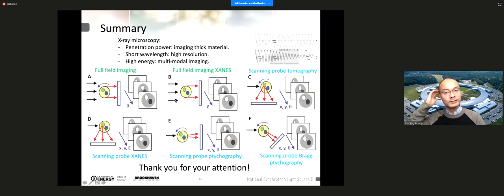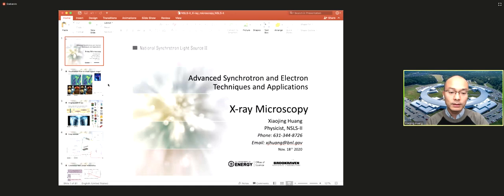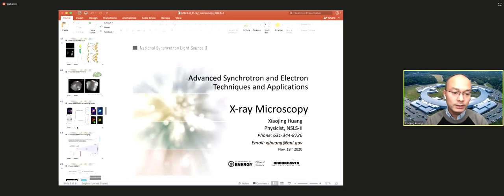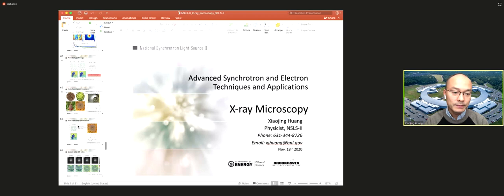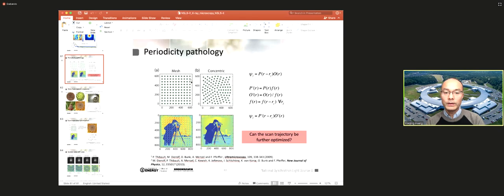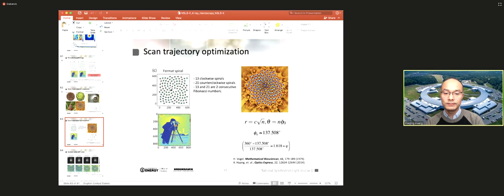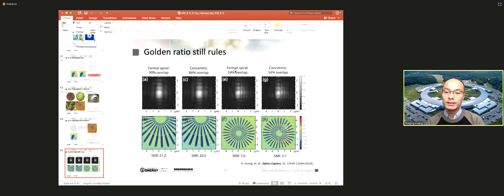I have a random question. When you're going through the golden ratio type thing, are you saying you're actually scanning in a spiral? Yes. So essentially, this is a scanning technique, right? Basically, you collect data point by point. Now instead of following the mesh or the concentric points, we follow this spiral. You go point to point using this pattern. And that actually gives you a better resolution? Yes. Through experiment we confirmed this pattern gives you a better image quality.